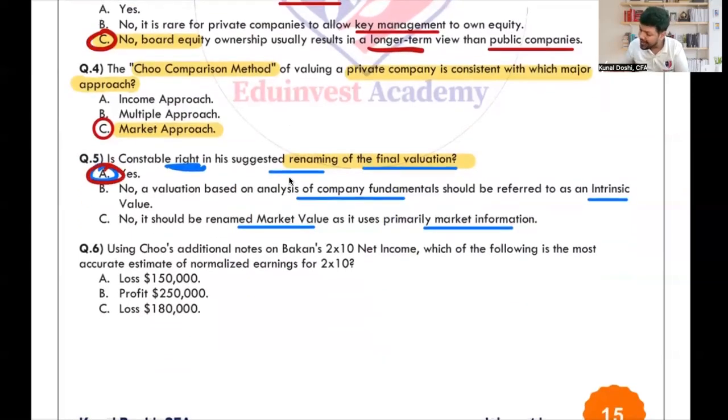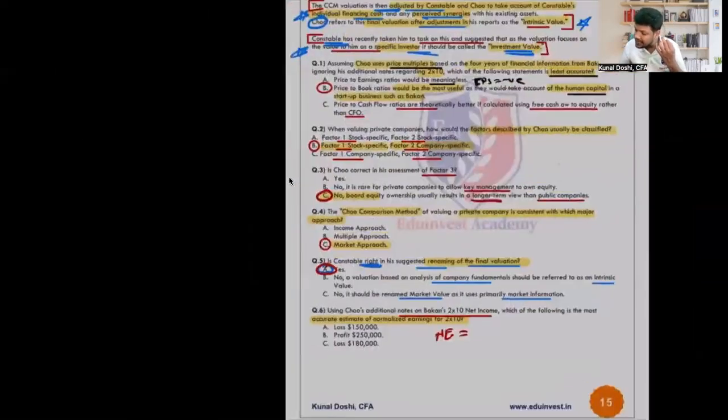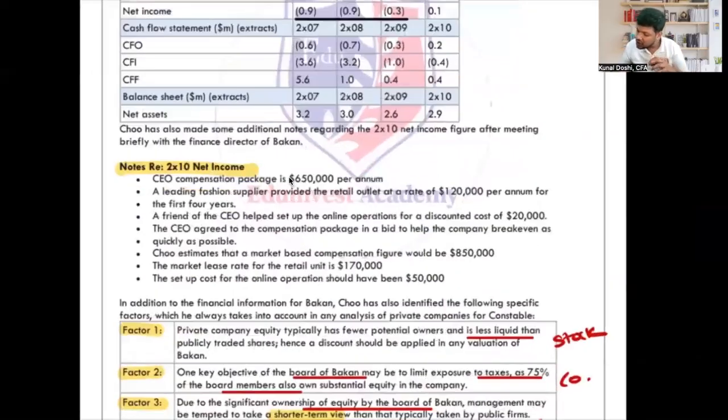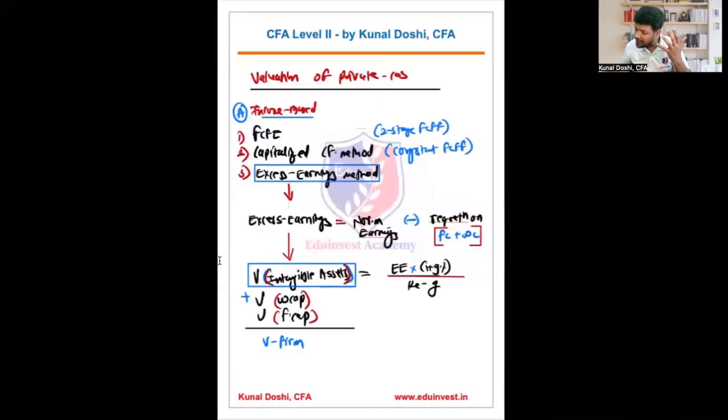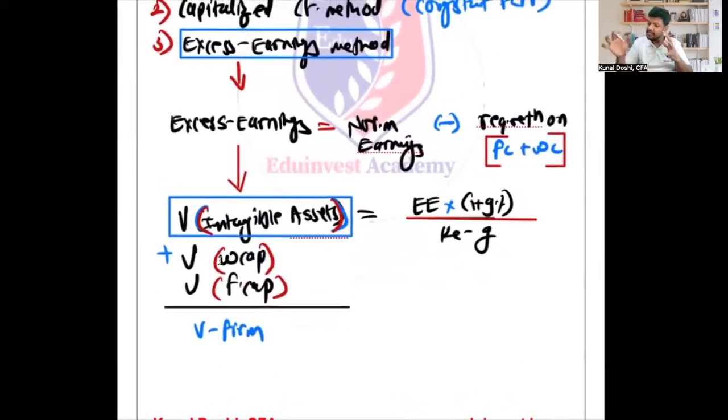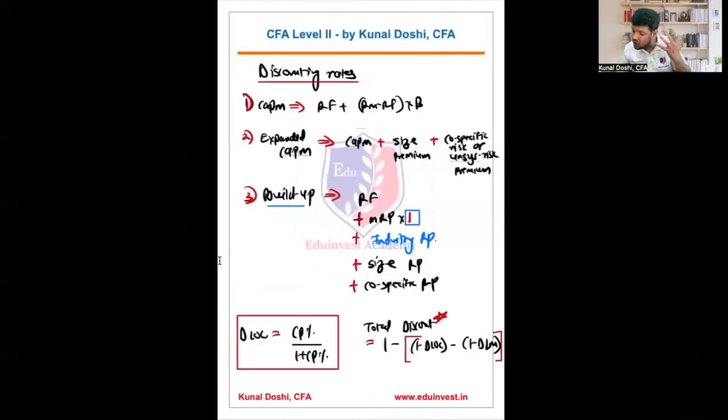Next, using the additional notes on Bakan's 2010 net income, which of the following is the most accurate estimate of normalized earnings? So we have to use 2010's net income information. So here, what is normalized earnings? We might have to adjust a few things. In the case of normalized earnings, what are the adjustments we do? Here we adjust for any additional things which are not supposed to be there.